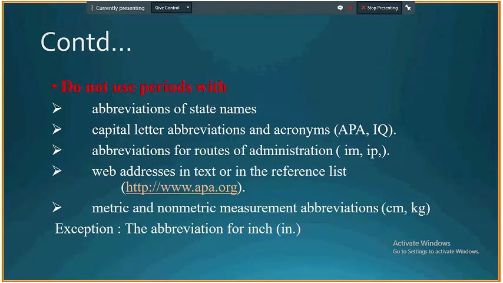Do not use period with the following five points: abbreviations of state names, capital letter abbreviations and acronyms, such as EPA, IU, abbreviations for routes of administration, IM, IP, web addresses in text or in the reference list. For example, this is a link here. Metric and non-metric measurement abbreviations like centimeter, kilogram, etc. Exception, the abbreviation for inch, in.